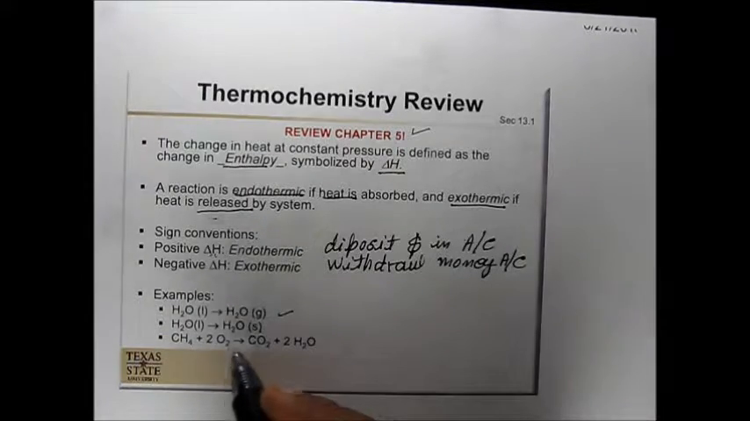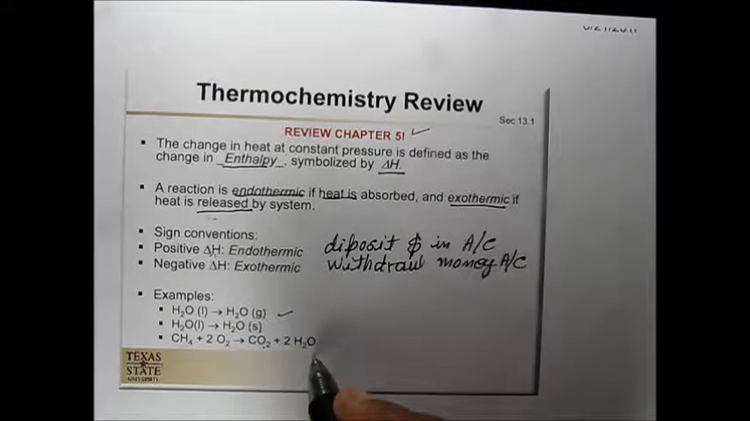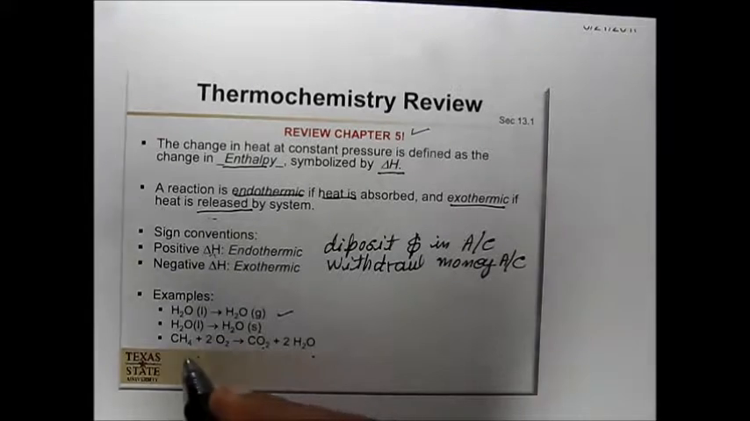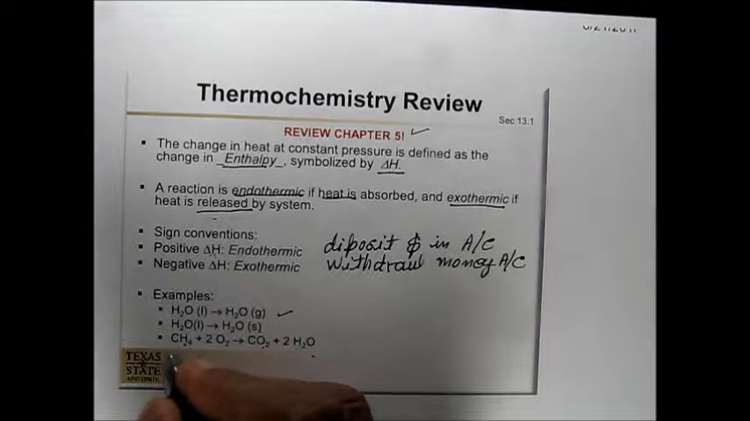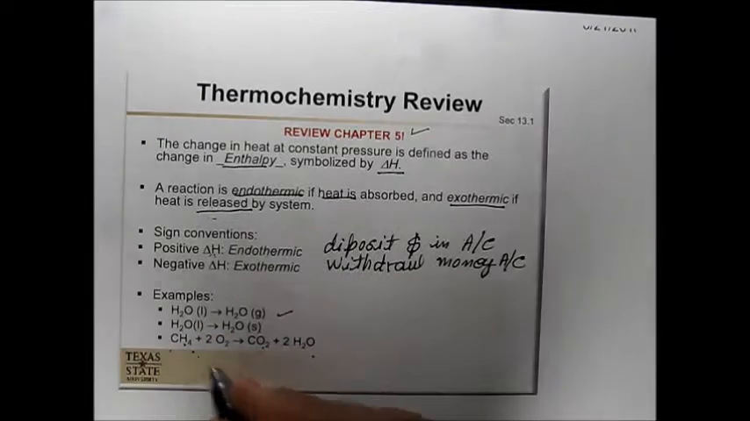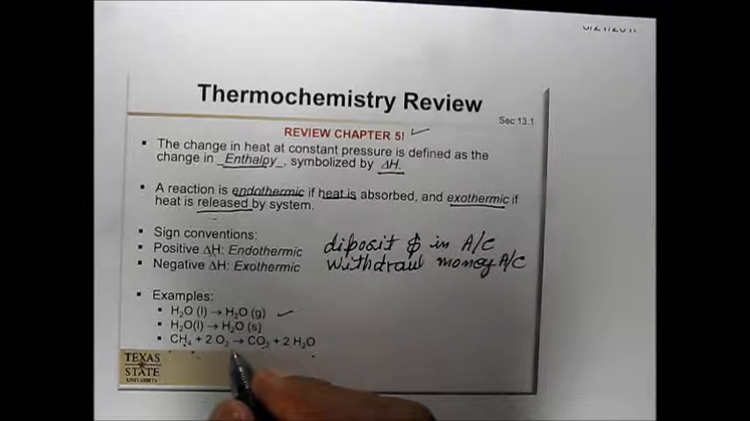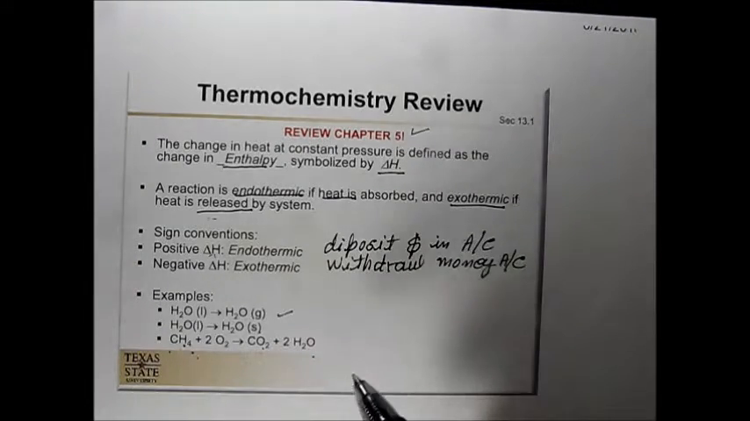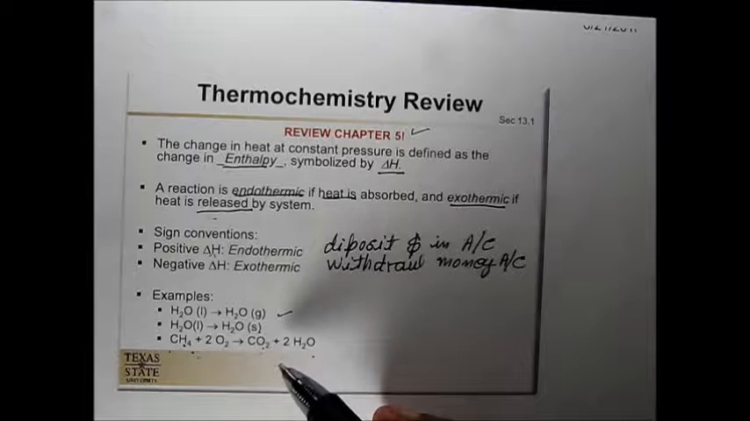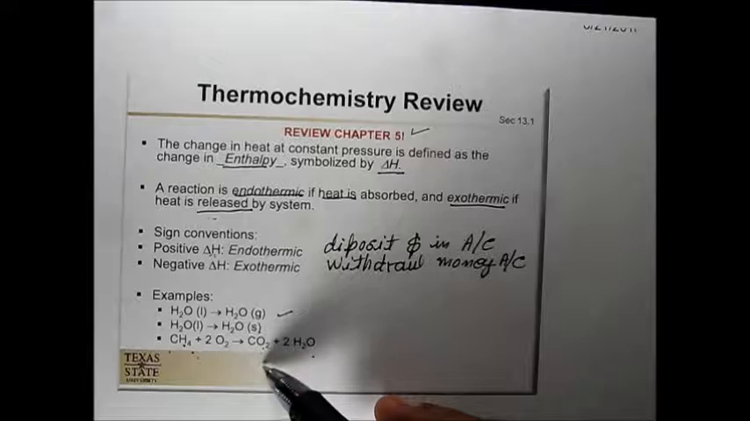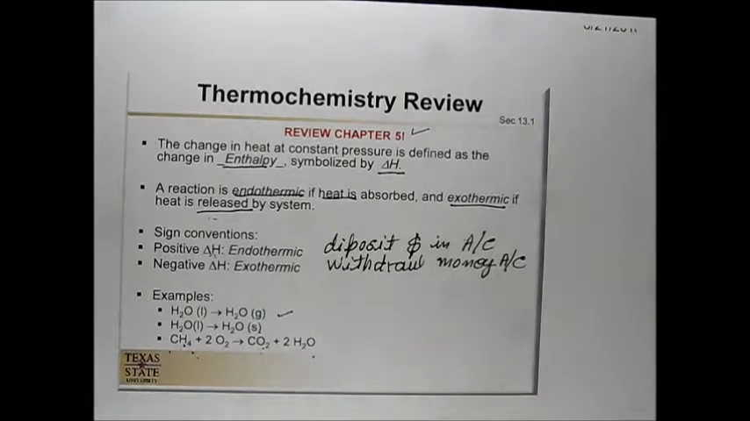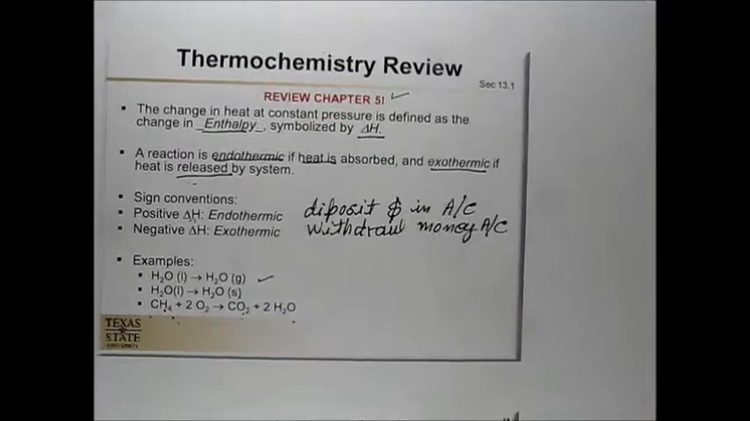Methane gas, when reacted with oxygen, forms carbon dioxide gas and water. This is a burning reaction, called a combustion reaction. Any molecule that contains carbon and hydrogen is called a hydrocarbon. Whenever a hydrocarbon reacts with oxygen, it's called a combustion reaction, and it produces carbon dioxide gas and water. So this is also an example of an exothermic reaction.